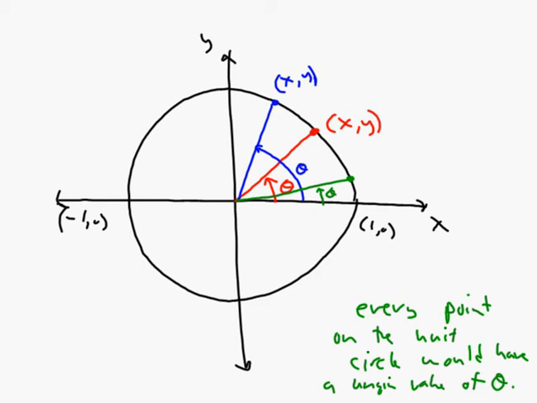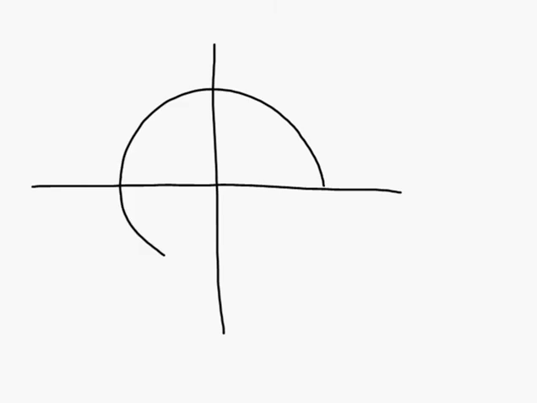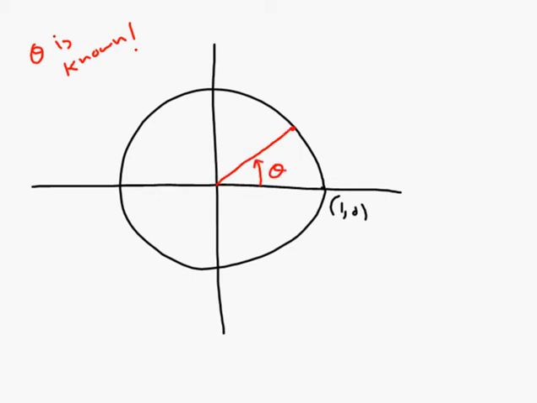So let's draw one more unit circle and see what we can do. So again, we've got a unit circle. Here's the point 1, 0. And we're going to pretend for a moment that theta is known. That's what we're going to start with. Theta is known. So let's pretend we draw this picture, and we know this angle here, theta. My claim is we actually know the coordinates of this point, x comma y.